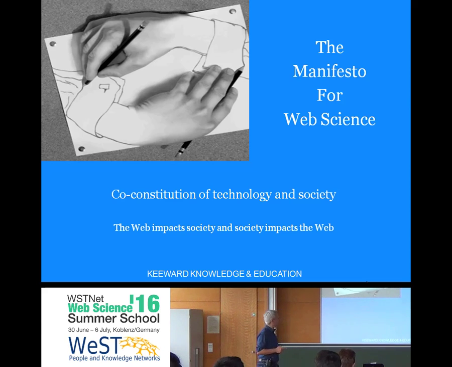So, of course, computer science is just one point of view. But what is most interesting in this paper by my colleagues from Southampton is the fact that, and this is what the image illustrates, the co-constitution of technology and society. The web impacts society, so there's a transformation effect that you need to observe, measure, and analyze. But on the other hand, society impacts the web.